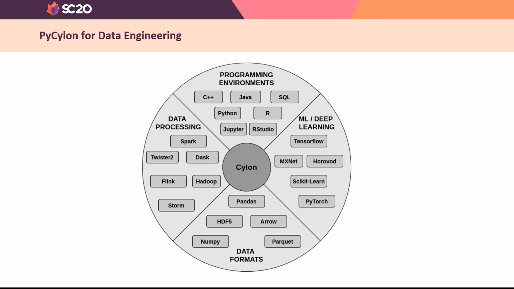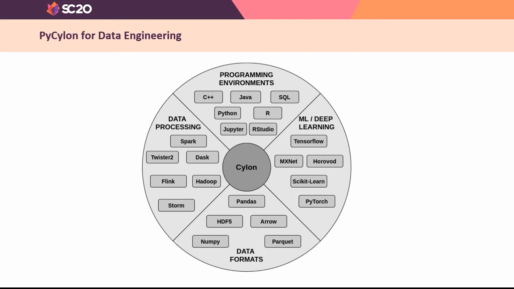Next, let me elaborate on how PyCylon can be used for data engineering. Since PyCylon can be used as a framework or a library, it can be used to reinforce existing data engineering solutions. And since our kernels are exposed in a Python API, ML/DL code can be effortlessly integrated with our data engineering solution. Also, we pay close attention to data representation.